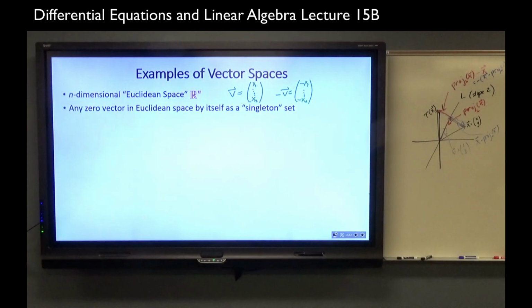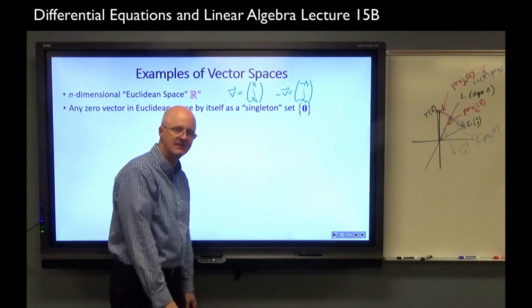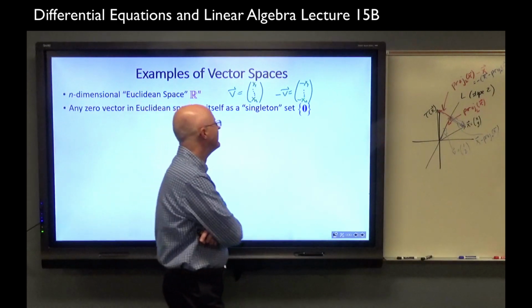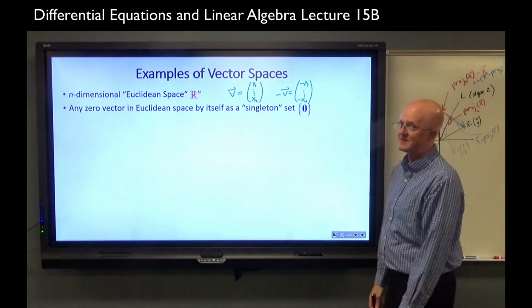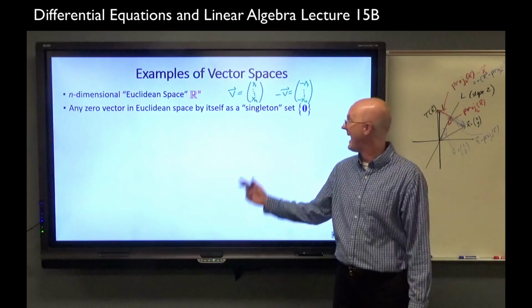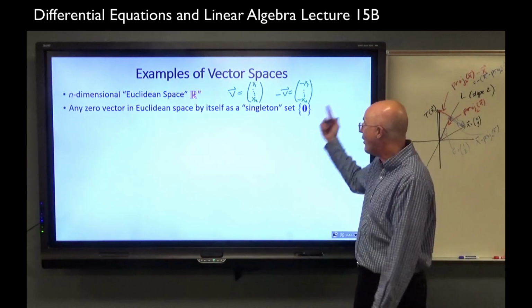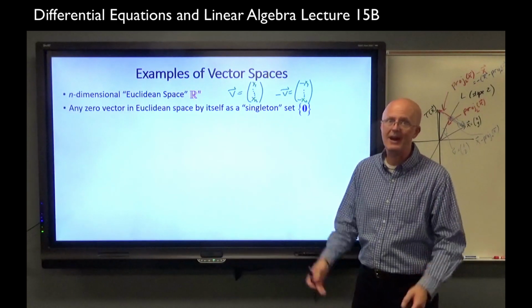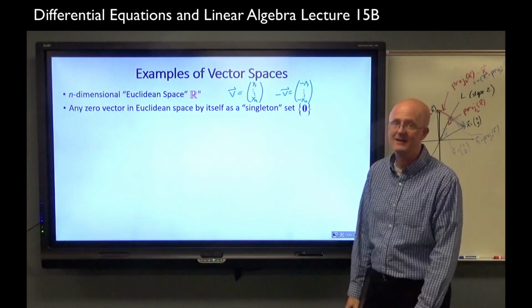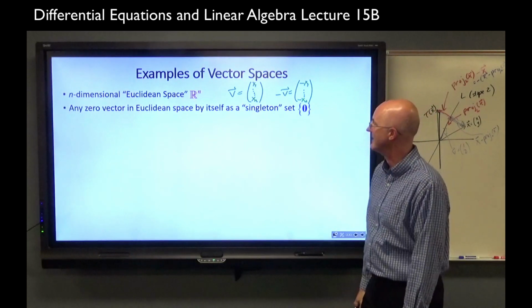Any zero vector in a Euclidean space by itself, as a singleton set, meaning just a one-element set, is actually a vector space by itself. That's a one-element set. It's not the empty set. 0 plus 0 equals 0 plus 0. Adding vectors in here is commutative, for example. There's a zero vector. It's its own additive inverse. Multiplying it by scalars, you can verify those properties, like the distributive property. It's a trivial vector space, one element, but it's worth mentioning.